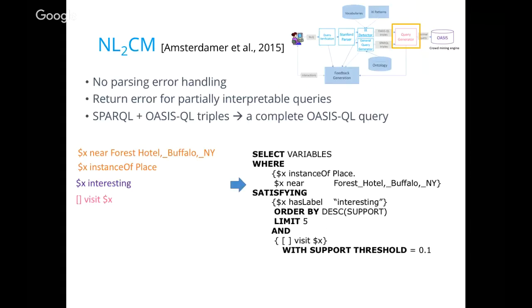Some of the parameters are pre-given, for example, limit 5 or support threshold equal to 0.5. Those do not come from the original user query, right? Those are system-given parameters that are used to construct the query.